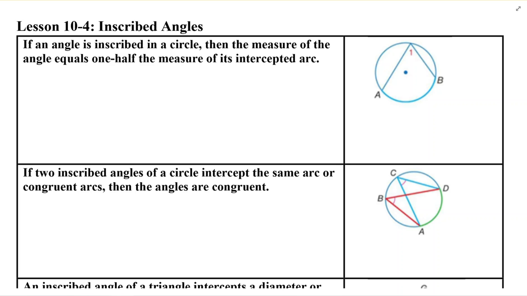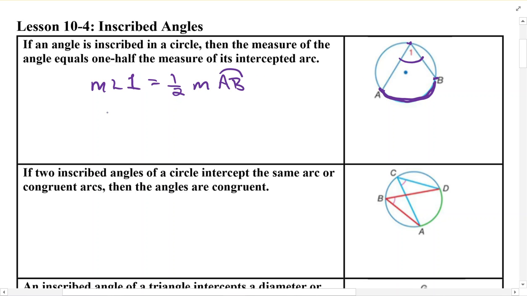Lesson 10.4 covers inscribed angles. The first thing is, if an angle is inscribed in a circle, and that's our picture here, we have angle 1 inscribed in a circle. It has endpoints on the circle itself, which are A and B, and the vertex is also on the circle. So if an angle is inscribed in the circle, then the measure of angle 1 is 1/2 the measure of the intercepted arc, so 1/2 the measure of arc AB.